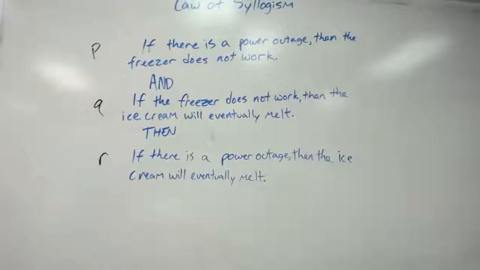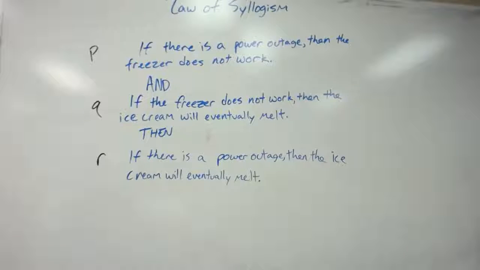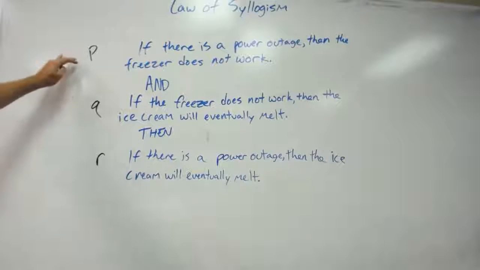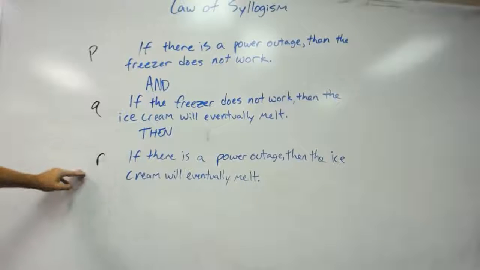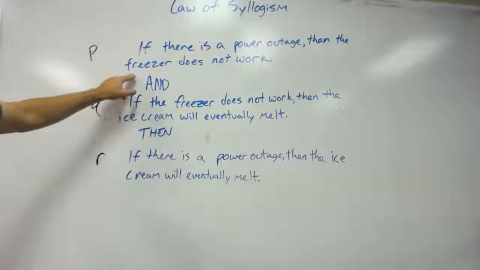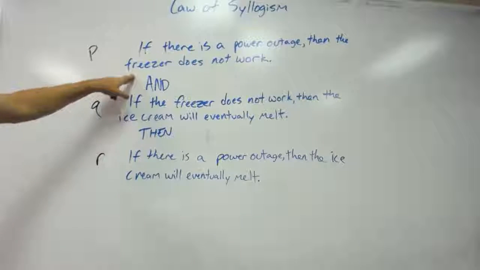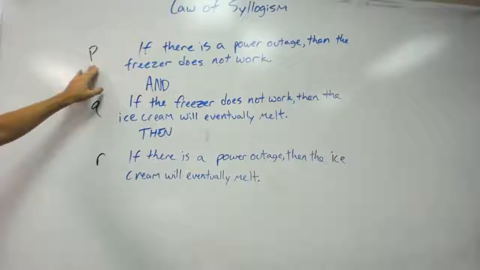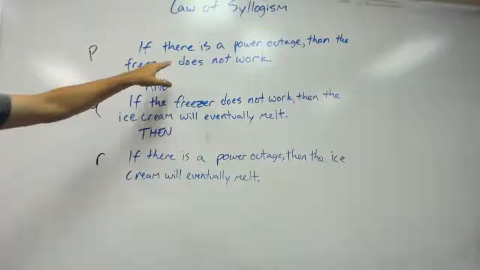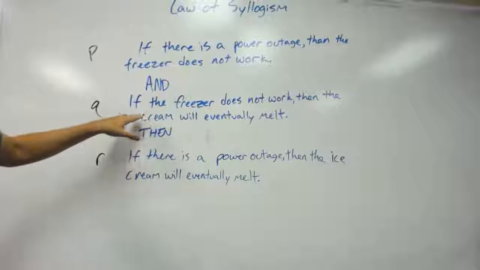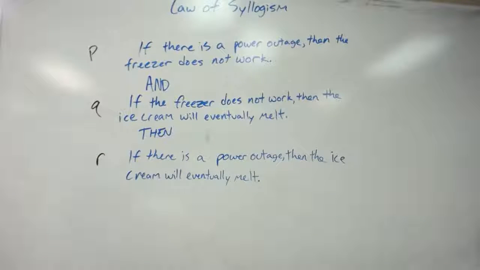And then the last form of deductive reasoning we'll use here is the law of syllogism. Now, the law of syllogism gives 3 statements. So we call it P, Q, and R. So here's our first statement. If there is a power outage, then the freezer does not work. So that's our first conditional statement, but we're labeling the whole conditional statement as P. One statement. And if the freezer does not work, then the ice cream will eventually melt. So that's our Q statement.